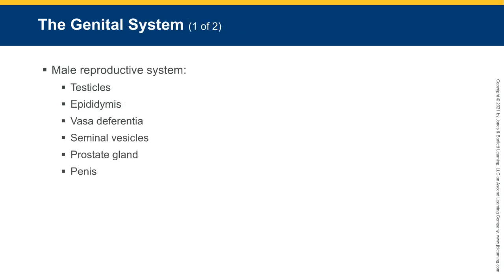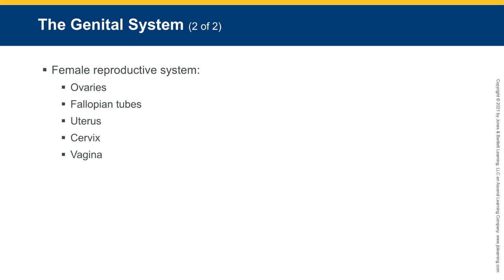The male reproductive system includes the testicles, epididymis, vasa deferentia, seminal vesicles, prostate gland, and penis. These structures are essential for sperm production, hormone regulation, and reproductive function. Trauma or infection can cause pain and dysfunction.